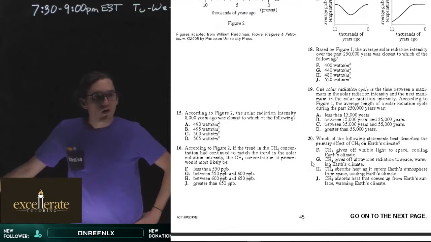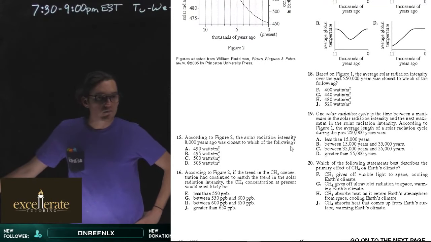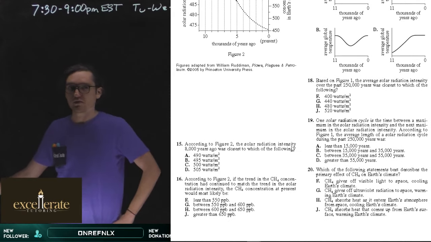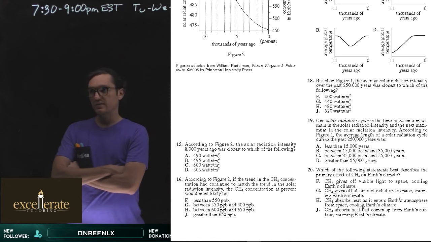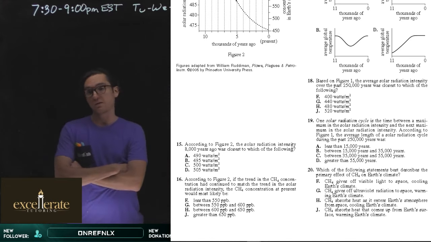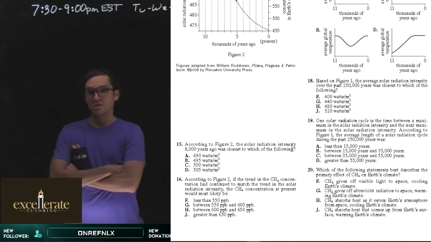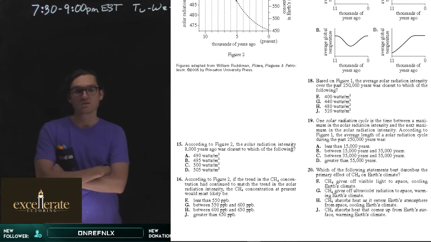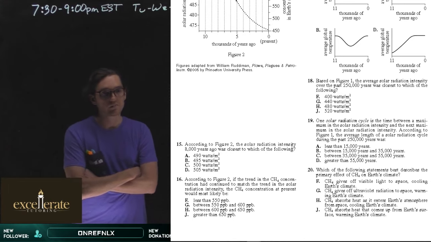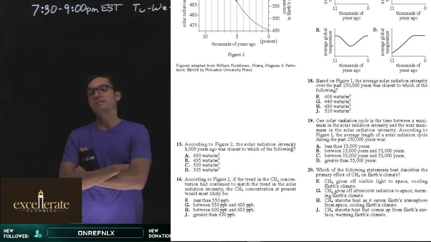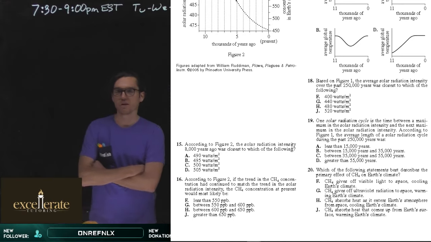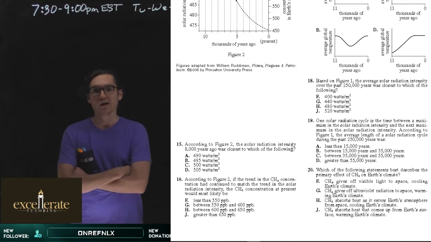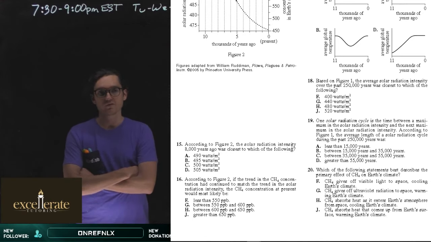Lastly, which of the following statements best describes the primary effect of CH4 on Earth's climate? Okay, this is kind of a previous science knowledge-y question. Let's go through these. So we know from the passage that as CH4 increases, the temperature of the climate increases as well. So there's a positive loop, or there's a positive effect it has. CH4 gives off visible light to space, cooling Earth's climate. That's the opposite. It warms Earth's climate. We don't even need to think about the whole is it giving off light situation, which it's not, but either way, it warms Earth's climate, so that's out of there.